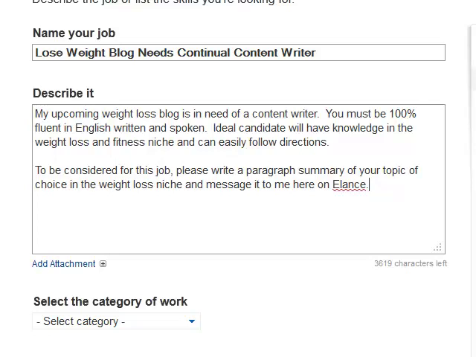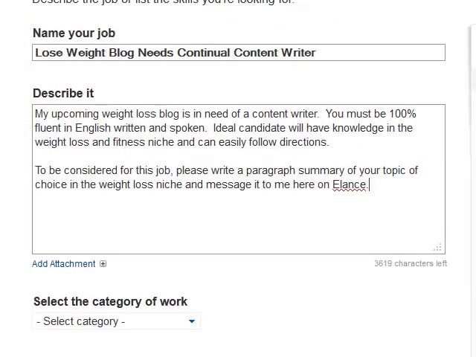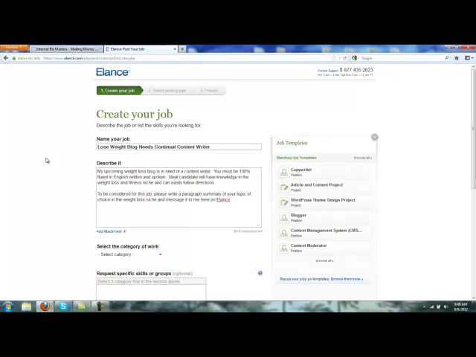So putting a small task in your job is very, very good for results. You're going to run into some bad employees and some bad outsourcers, so you want to try and eliminate as many of them as possible early on.